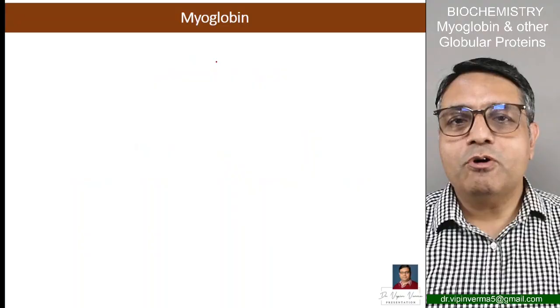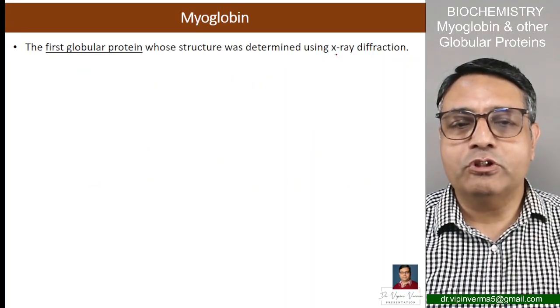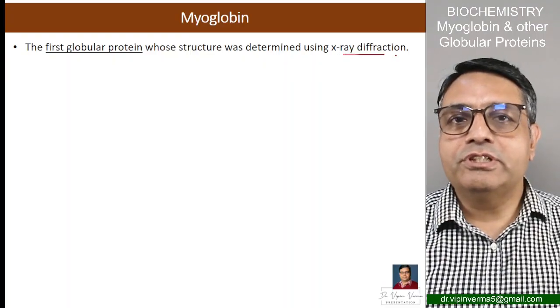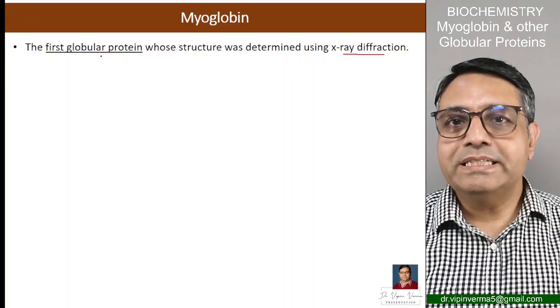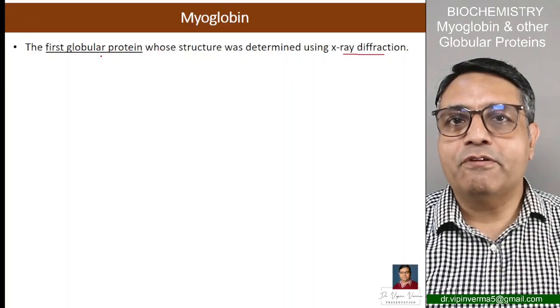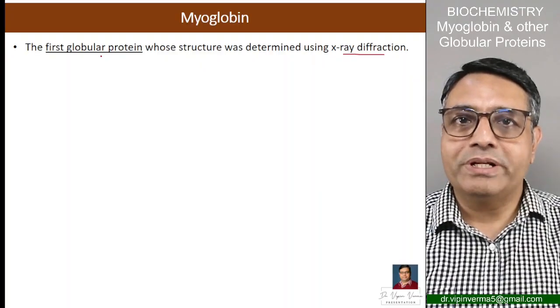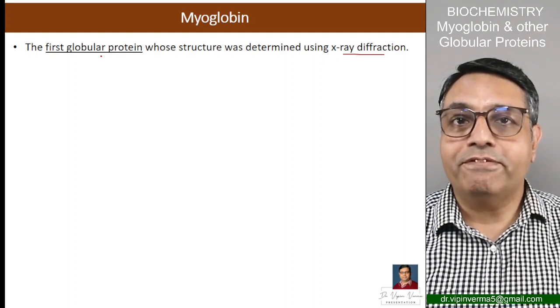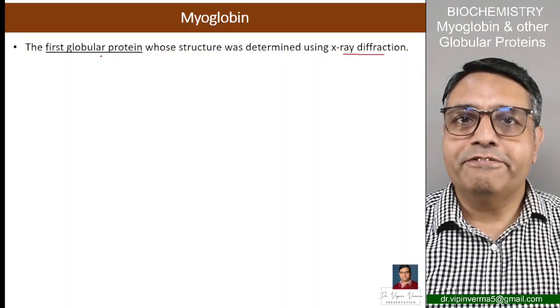So, if we talk about myoglobin, it is the first globular protein whose structure was determined using X-ray diffraction, and it was determined by John Kendrew. Okay, so this is important because it actually laid the foundation of the structural analysis of proteins, and myoglobin being the first globular protein whose structure was determined, that opened the way to study other different proteins.